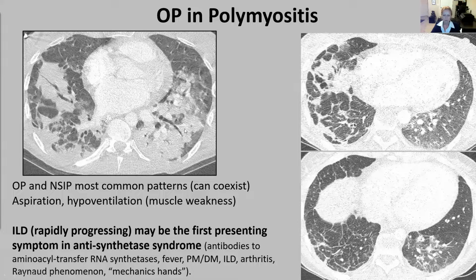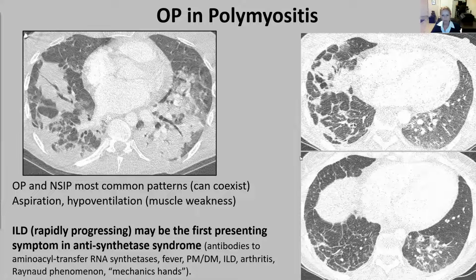Extensive consolidations, peribronchial, organizing pneumonia pattern in a patient with polymyositis. Again, OP and NSIP are the most common patterns in patients with polymyositis and dermatomyositis.